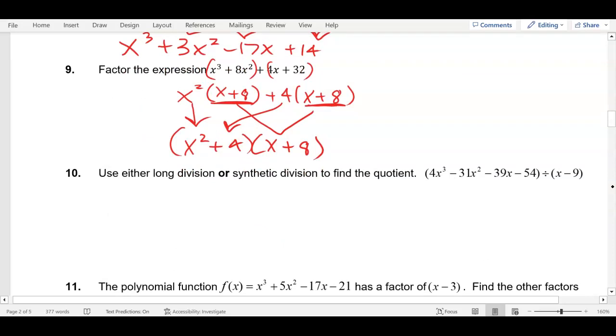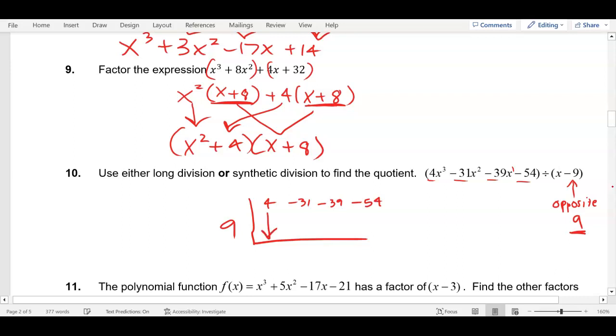All right, long division or synthetic division. Synthetic division is fun. All right, so remember we need to find the opposite of this minus 9. Opposite. So it's positive 9. That's going to go right here. And then I'm going to write all my coefficients up top. So I have third power, second power, first power, no power. So it's going to be 4, negative 31, negative 39, negative 54.